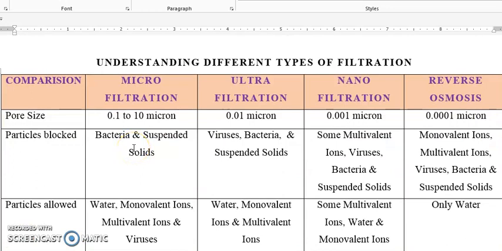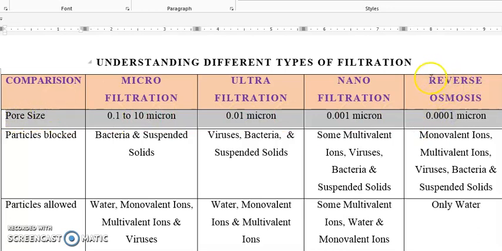Now this is the comparison between the four different types of membranes. The most important thing here is the pore size. You can see here, as I told you, reverse osmosis has got the smallest pore size, that is 0.0001 micron. Microfiltration has got a pore size of 0.1 to 10 micron. So you can see the difference. This is a very small pore size, and this is a bigger pore size. Similarly, ultrafiltration and nanofiltration are in between, at 0.01 micron and 0.001 micron. So every time you can see there is a difference: the pore sizes get smaller and smaller. And that figure I have already explained.